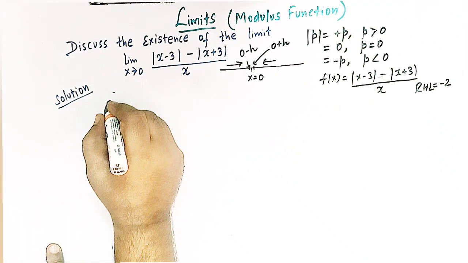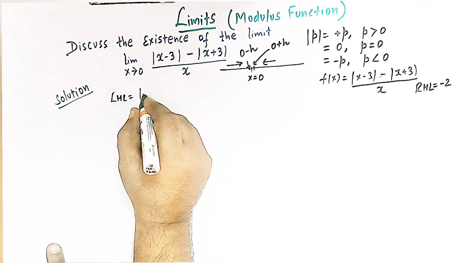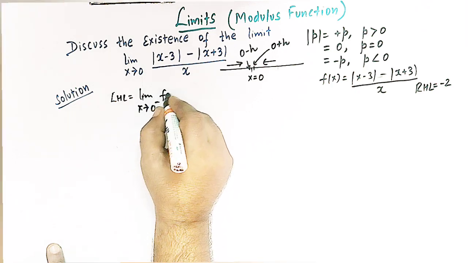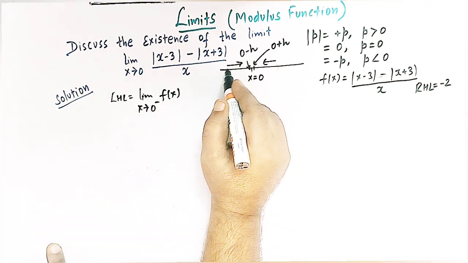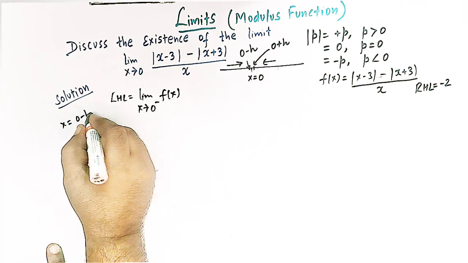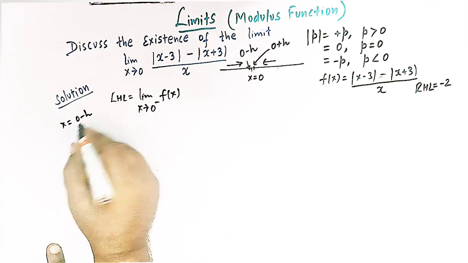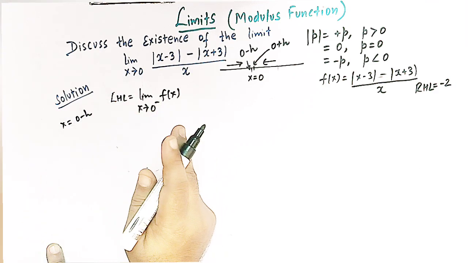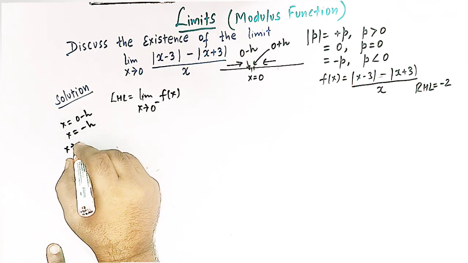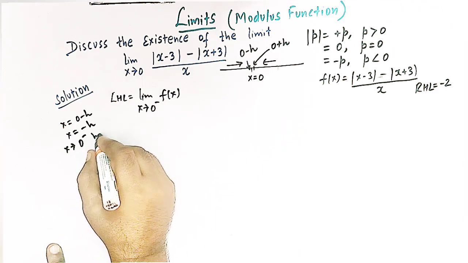So now let us calculate the left hand limit. The notation for left hand limit is limit x tends to 0, and here we put a negative sign, and here we have f of x. So when we find the left hand limit, we take x is equal to 0 minus h, and again h is infinitesimally very small, and h lies between 0 and 1, right? So we have x is equal to minus h.